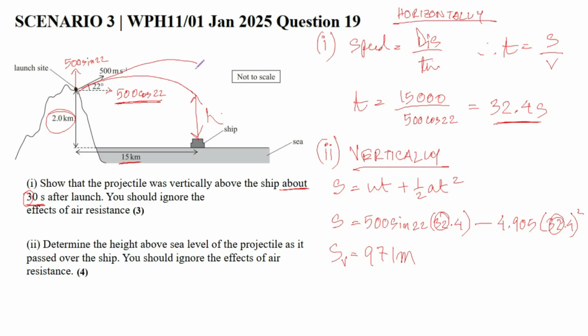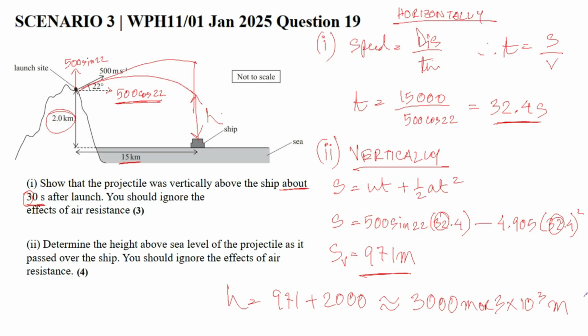So the total vertical displacement from the origin is this, because you are always considering the vertical displacement from the origin, that is 971. But if I have to find out the height, which you don't know if it's above or below, what you have to add is this 2 kilometers, which is 2000 meters. So the H equals 971 plus 2000, which is approximately equal to 3000 meters, or 3 times 10 to the power 3 meters.